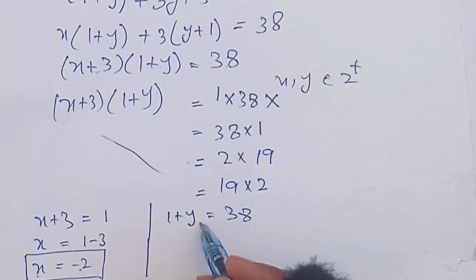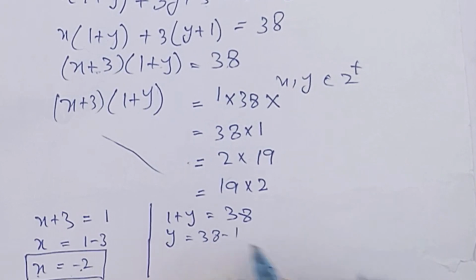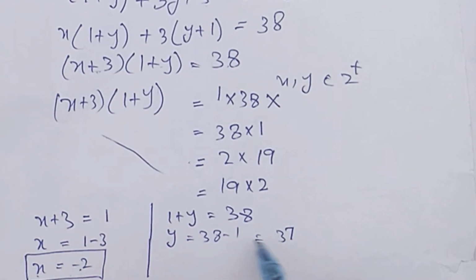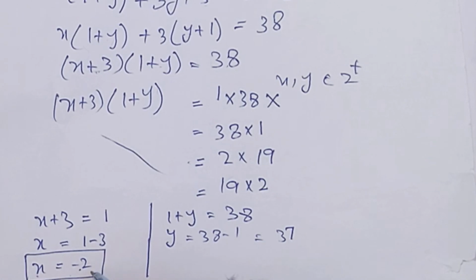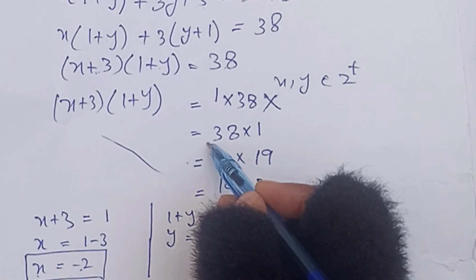Now find the value of y. For this we subtract a 1 on both sides. So y is equal to 38 minus 1, which is equal to 37. The value of x is minus 2. The value of y is 37. x is a negative integer, so we cannot use case number 1. So now look at case number 2.